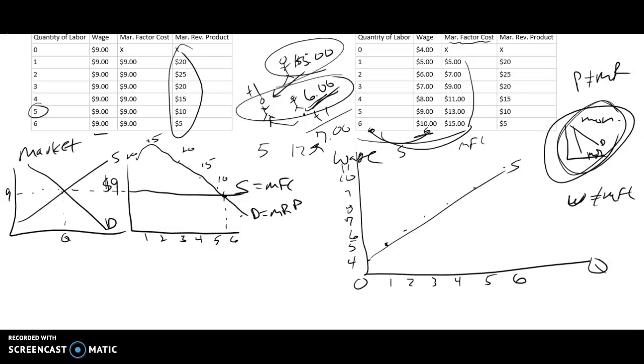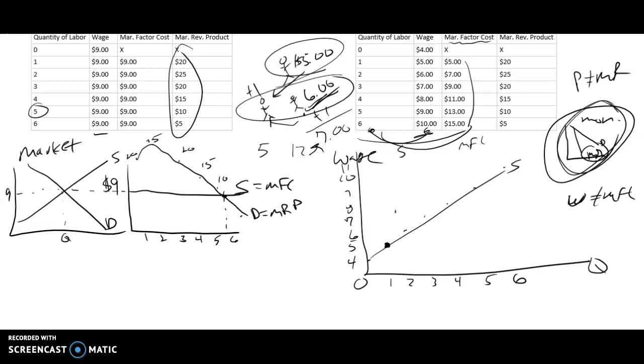So what does it look like? Okay, well, it starts at kind of the same point there, and then it's above it. So just like the marginal revenue was below the demand curve, because if you sell one more good, you have to lower the price of all the other goods. And here, if you hire one more worker, you have to raise the wage of all the other workers.